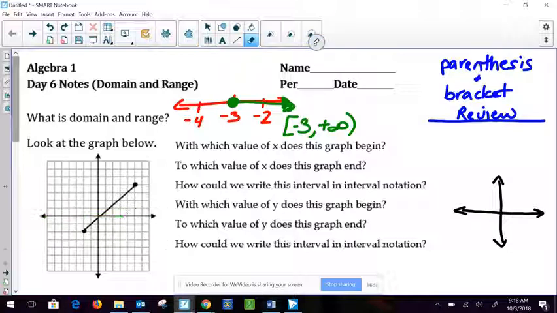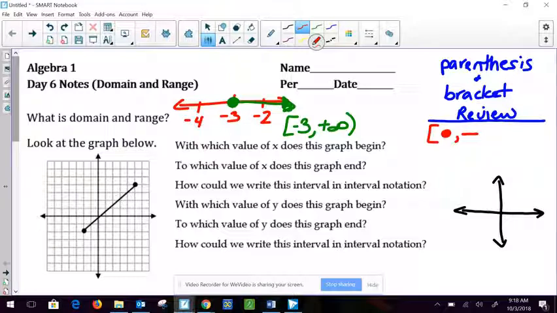So what we're going to add into it now is also the ranges. Before we get there, let's quickly review when we use parentheses and brackets. So you are going to be using a bracket if you have a solid dot on something or if you have a solid line on something. In that situation, you would be using a bracket. If you have an open circle or a dashed line, those get parentheses. And remember that infinity always gets a parenthesis.